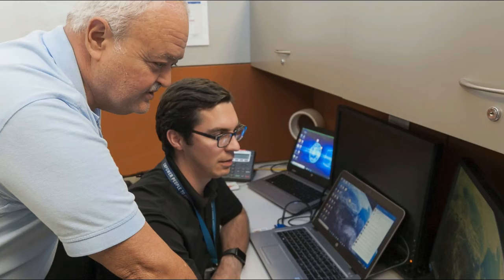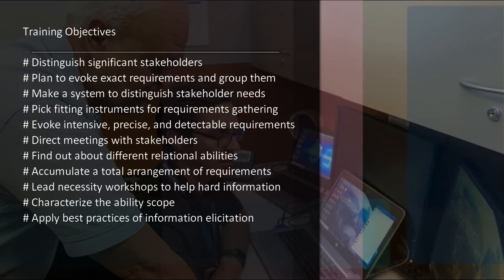Training objectives. After successful completion of eliciting, collection and creating requirements workshop, the participants can distinguish significant stakeholders and different wellsprings of data for every abnormal state prerequisite. Plan to evoke exact requirements and group them. Make a system to distinguish stakeholder needs and requirements.